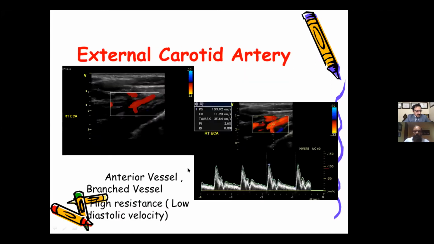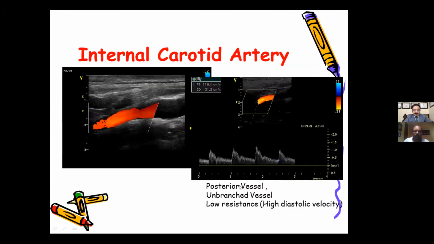And as we can understand, these anterior vessels are branched vessels. They have a high resistance flow. High resistance means low diastolic flow velocity. On the contrary, the internal carotid artery is a posterior vessel which, after branching, does not have any branch and is a low resistance flow. It means they carry a high diastolic flow velocity.